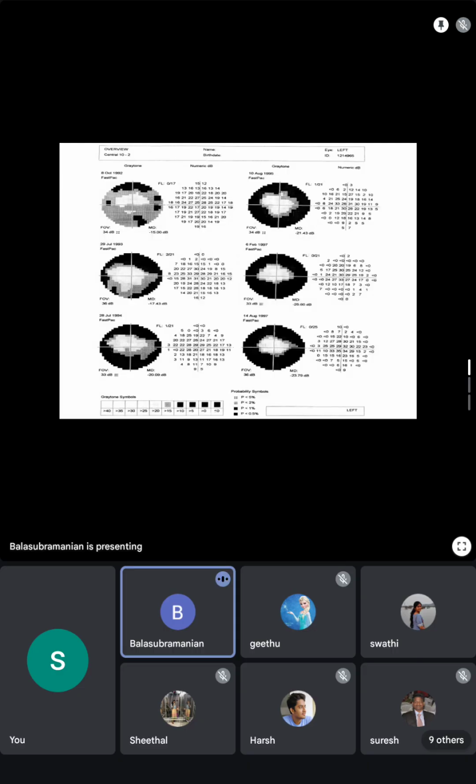What is happening here? The mean deviation keeps increasing, and there is definite progression. How much? The normal change in mean deviation in normal people is about 0.08 per year. The change here is more than 0.08. It is very significant. From 15, it has come to around 24.